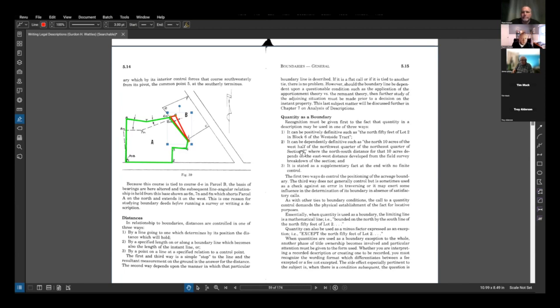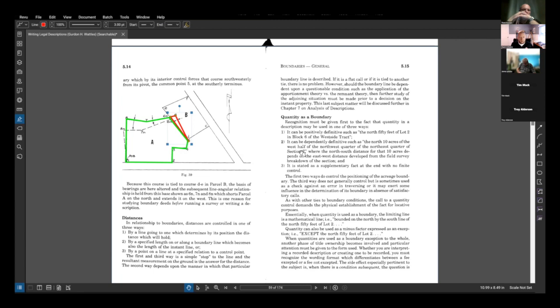Got about a half hour left here, so let's quickly get through the rest of chapter 5. We talked about bearings, and the next one, we've kind of hit on this, is distances, right? Distances, depending on when they were measured, could not be as accurate or precise as we can measure today. So when we look at these rules of construction, what is the hierarchy of that? What's the most likely to be correct or follow?